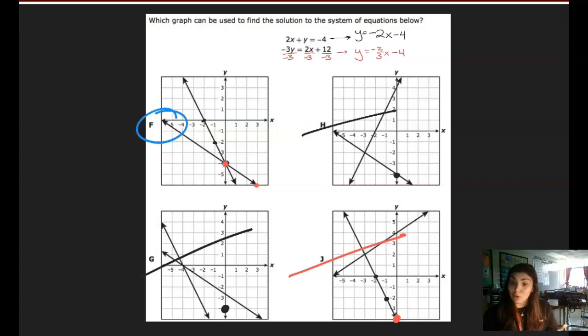Now, if this had asked us for the solution, we'd be able to say that the solution is (0, -4), because that's the coordinate where that solution exists. But we're just trying to match up the graphs.